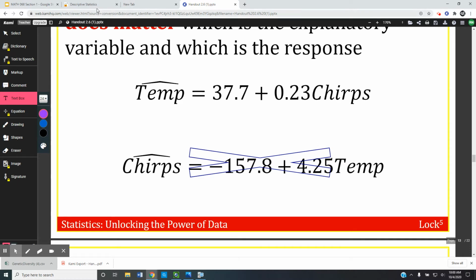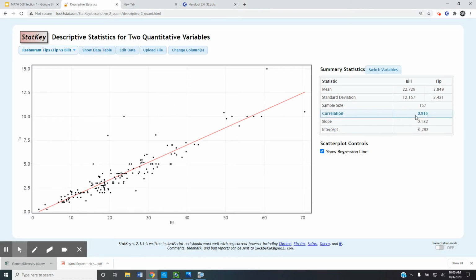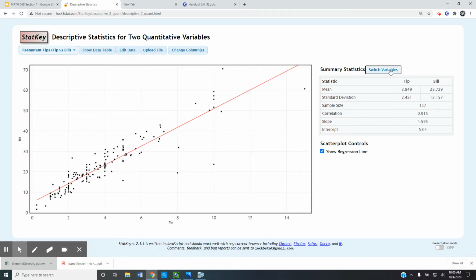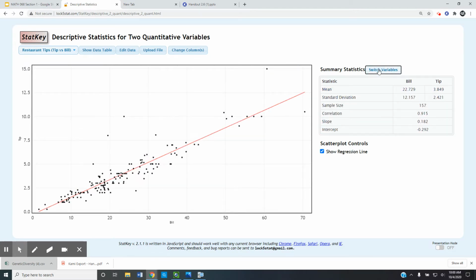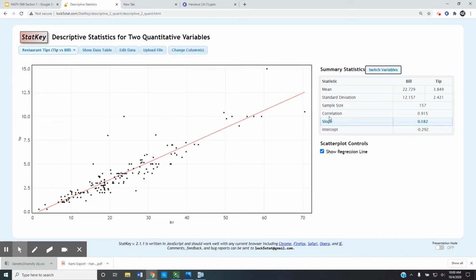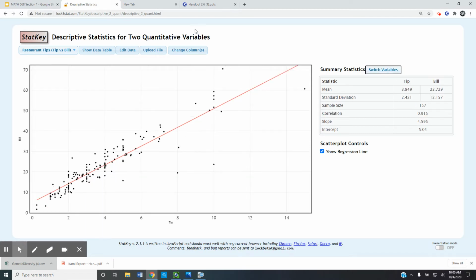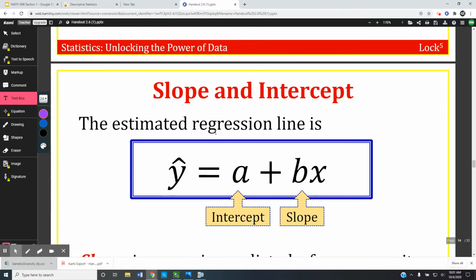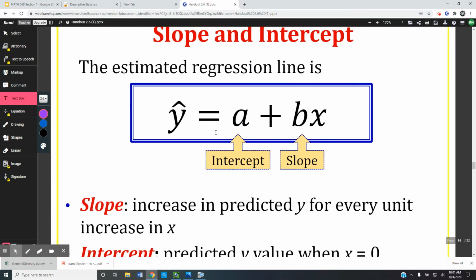If I go back to StatKey real fast and flip these, watch the correlation, 0.915. If I flip it, 0.915 didn't change, but watch the slope, 4.5 and 5.4, they change dramatically. They are not even close to being the same, but the association remains the same. As one increases, the other decreases. That doesn't change. But slope and y-intercept are affected dramatically. So the regression equation is always going to be the predictor y hat is equal to a plus bx.